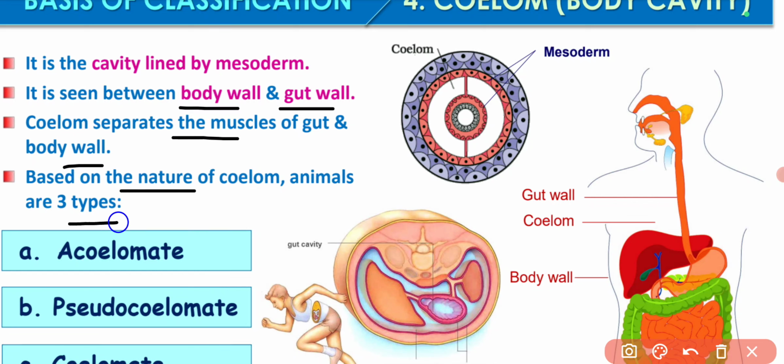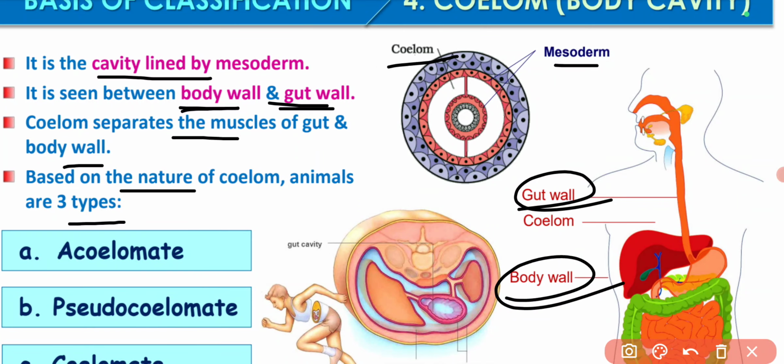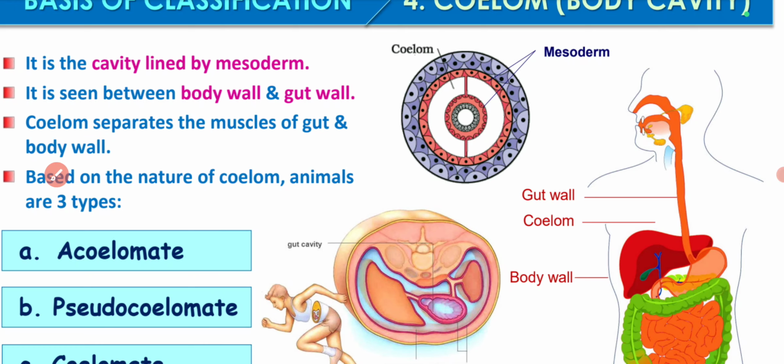Based on the nature of coelom, animals are of three types. Where is the coelom found? It is the cavity lined by mesoderm. You can see the diagram. Coelom is the cavity found in the mesoderm, in between the body wall and gut wall. Here you can see the gut wall, the body wall, and in between them the coelom is present. Coelom separates the body wall muscles and the muscles of the gut.